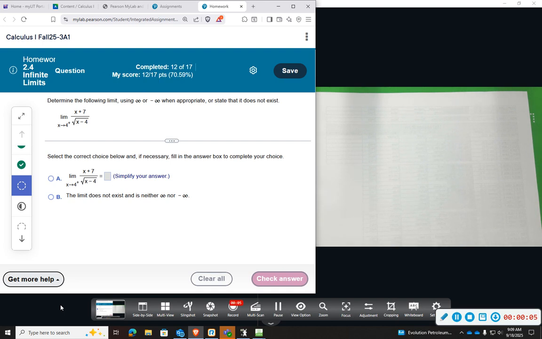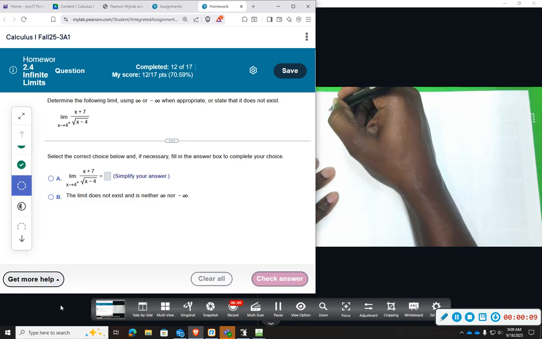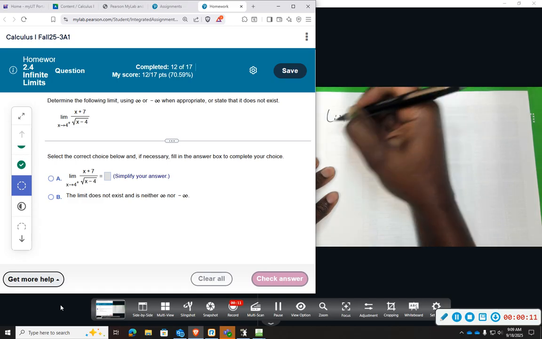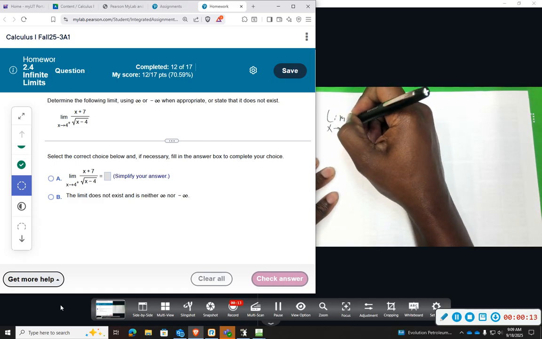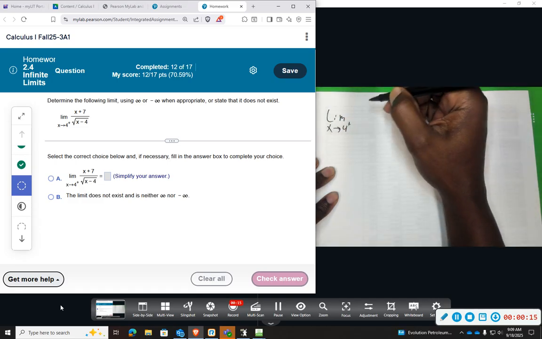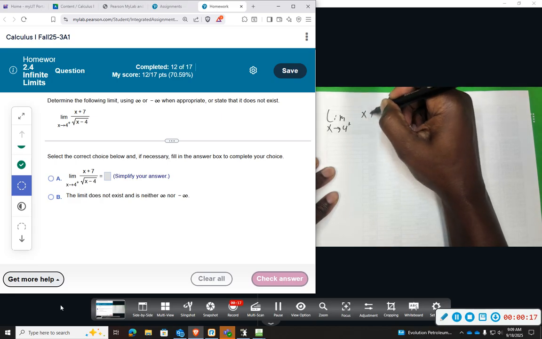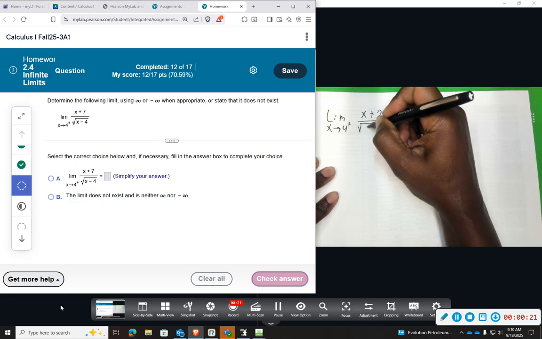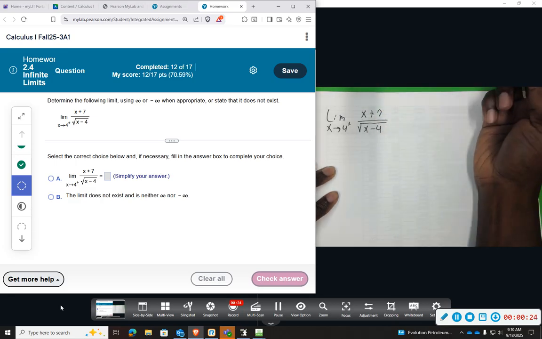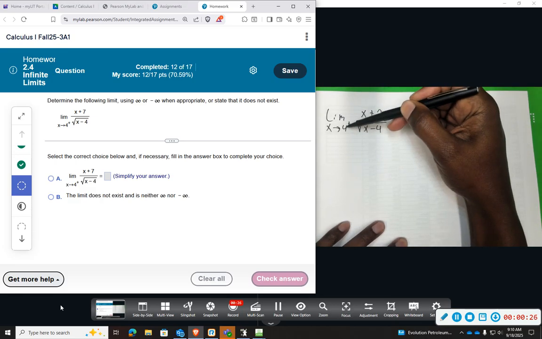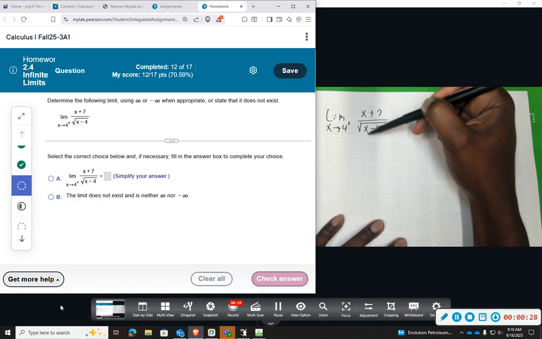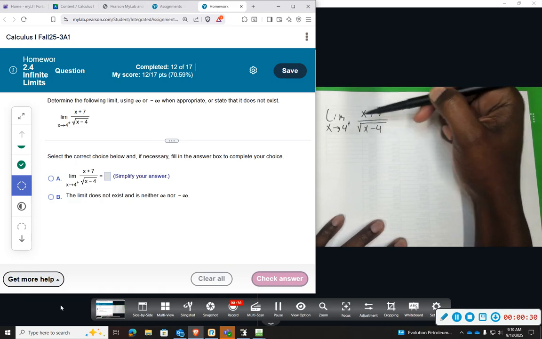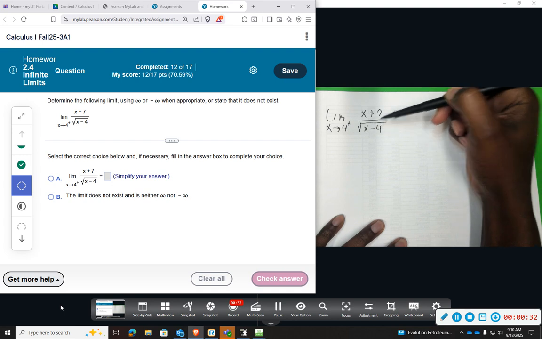Number 13, we want to find the limit of this function as x approaches 4 from the right. And we have x plus 7 over the square root of x minus 4. Okay, so if you plug in 4, the denominator is 0, so we can't do anything with that. So we'll have to see what happens as we get close to it.